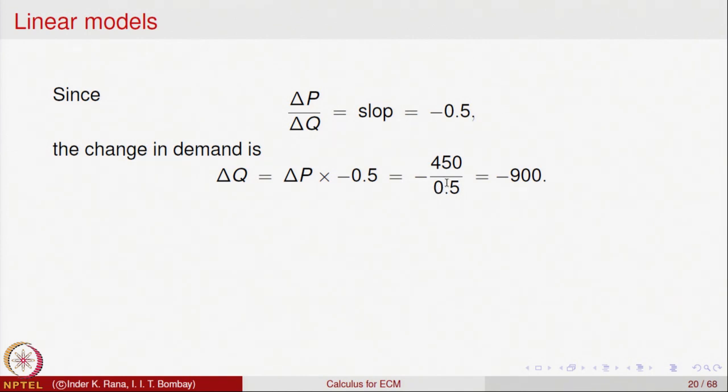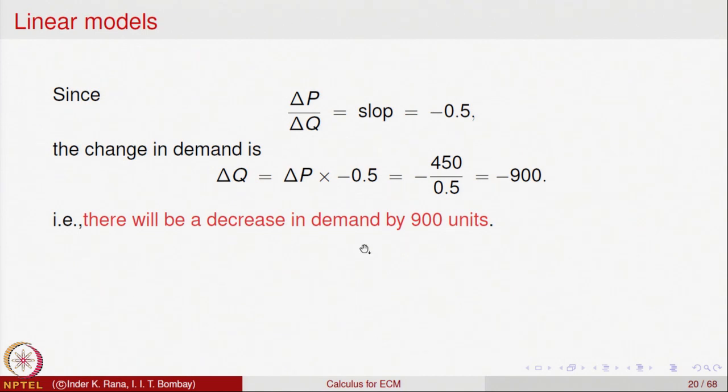So, when you do that, the increase delta P is 450. Here is a typo, it should be division. So, forget this step. From here, delta Q is delta P divided by minus 0.5. So, that means this is equal to minus 900. So, that means when the music player is selling for 9,000 rupees, there will be a decrease in demand because delta Q is negative. That means there will be a decrease in demand by 900 units.